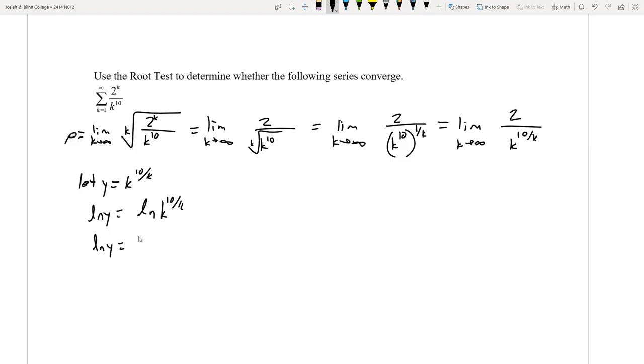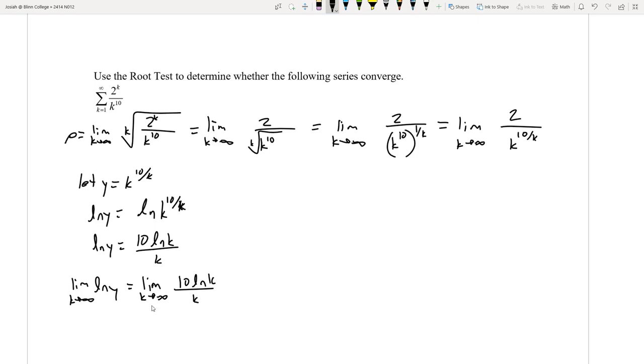And so we get 10 natural log of k over k. If we pull this power out front, this should be a k. Pull the power out front, this is what we get. So we take the limit as k tends to infinity of the natural log of y. That's the limit as k tends to infinity of our newfound fraction here.